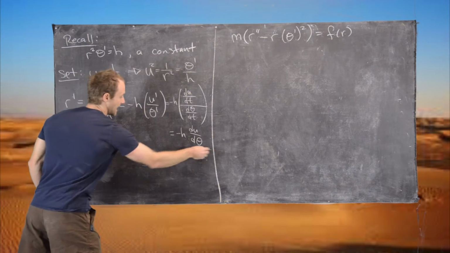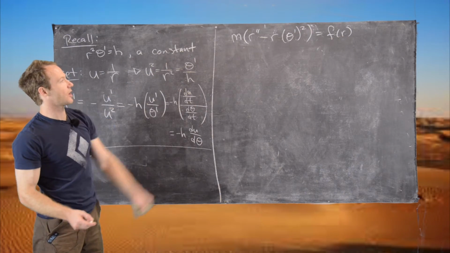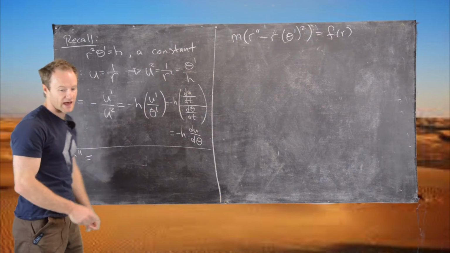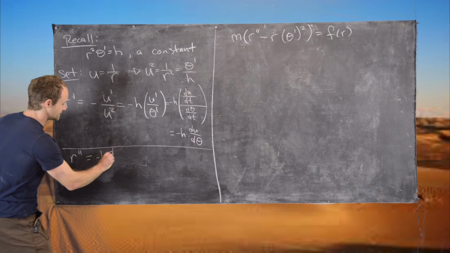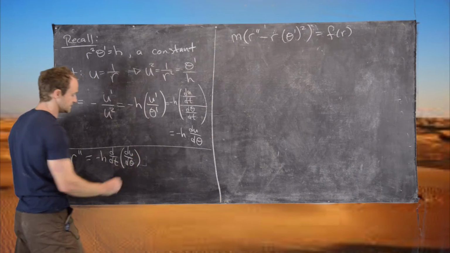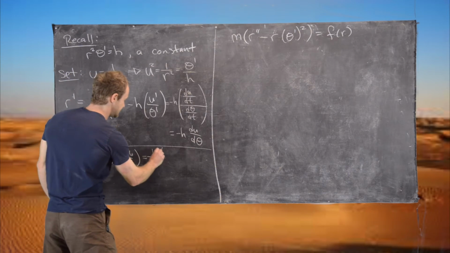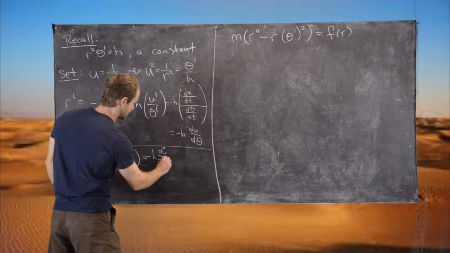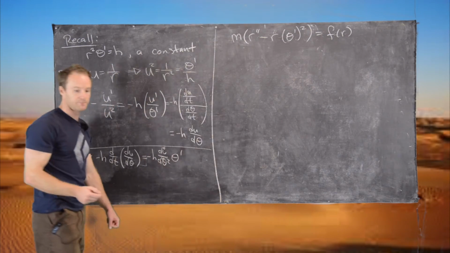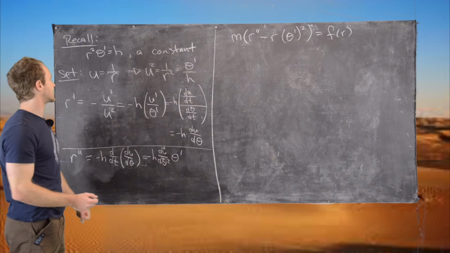But now we can go ahead and calculate r double prime similarly, because look, we're going to need r double prime in our differential equation up there. And we can calculate that. Notice that will be minus h times the derivative with respect to t of du d theta. Okay, so now notice that's minus h times d squared u d theta squared, in other words, the second derivative of u with respect to theta times theta prime, where theta prime is equal to the derivative with respect to t of theta.